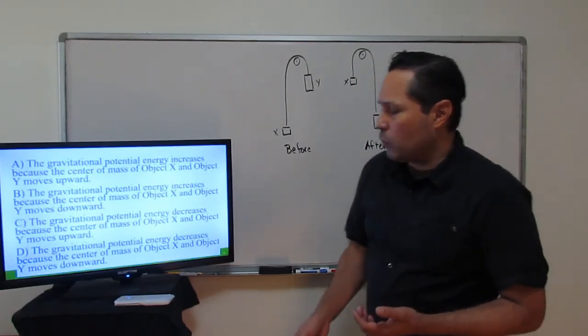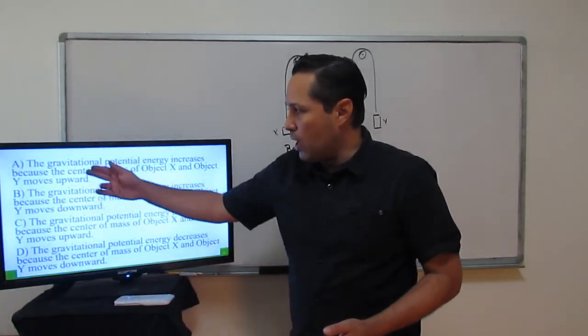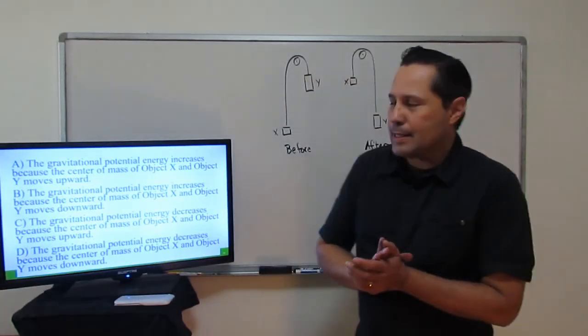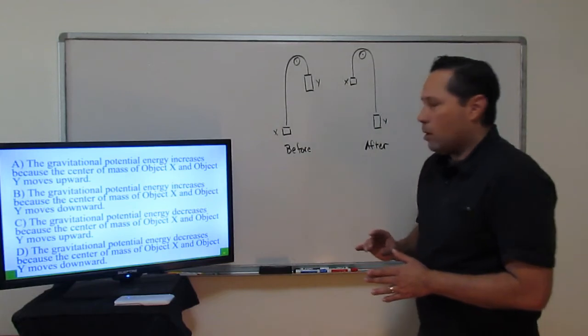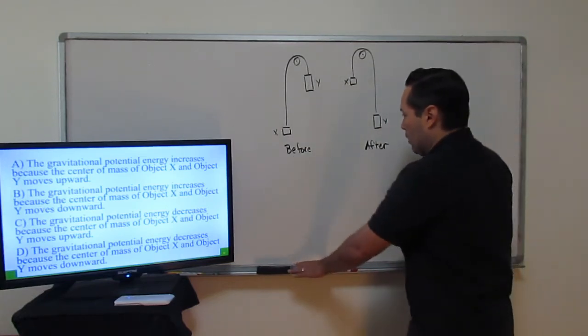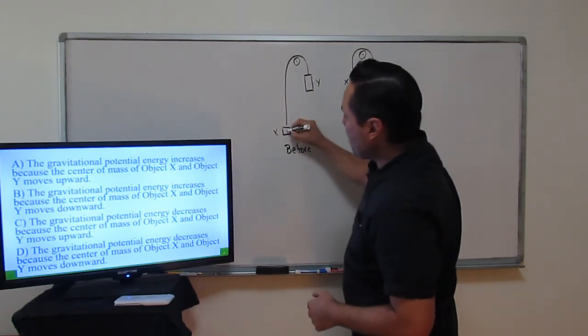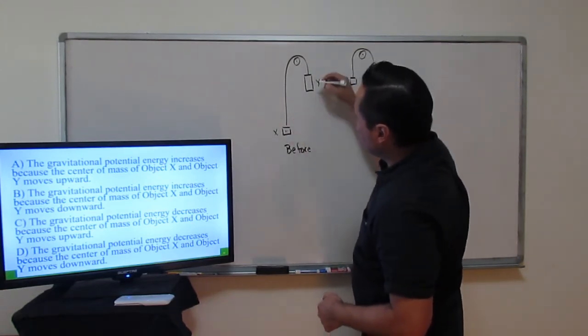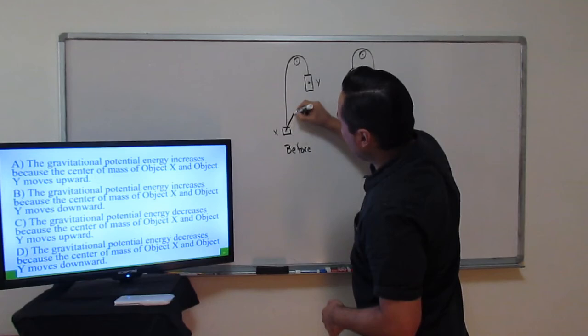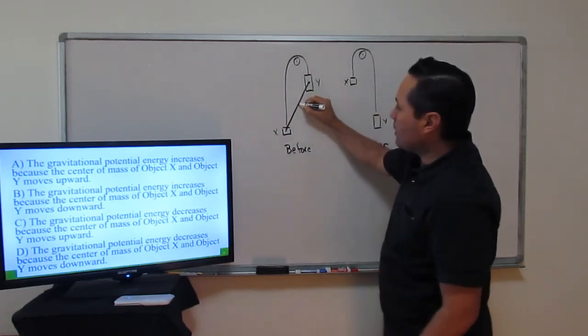Alright, and in this one we're given all these options, A, B, C, D. Let's go ahead and talk a little bit about it. Where is the center of mass in this diagram? So this is our before. Let's say the center of mass, I would draw a line from the center of this one to the center of that one. Is the center of mass smack in the middle?